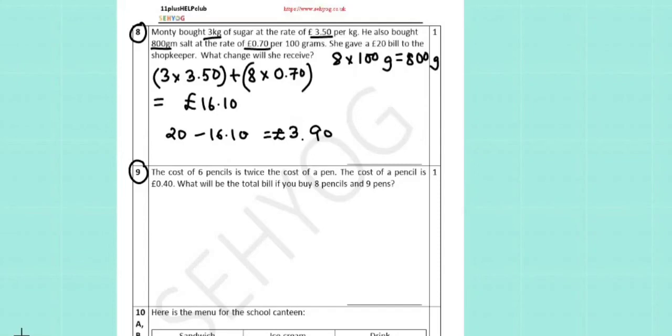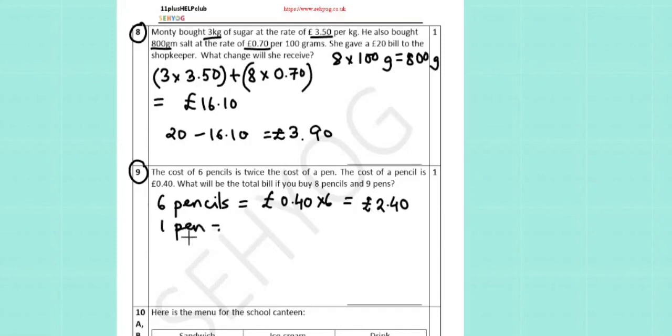In question number 9, the cost of 6 pencils is 2 times the cost of 1 pen. The cost of 1 pencil is 0.40 pounds. So, 6 pencils will cost 6 times 0.40 pounds, which is 2.40 pounds. Now, we know that this cost of 6 pencils is twice the cost of a pen. So, cost of a pen is half the cost of 6 pencils. So, half of 2.40 gives us 1.20 pounds. That is the cost of 1 pen.